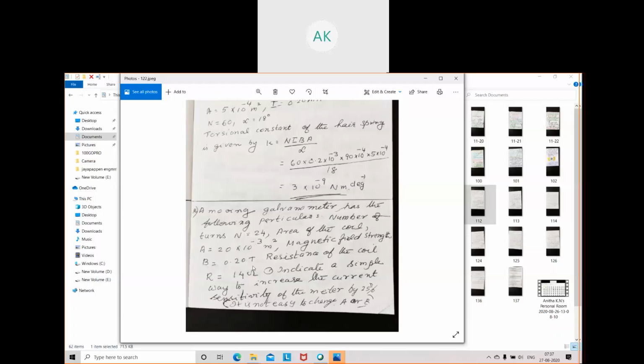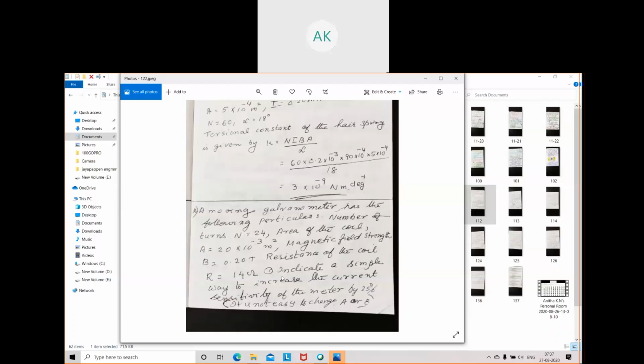First question: indicate a simple way to increase the current sensitivity of the meter by 25%. This type of question is usually asked. Find the current sensitivity, or how to increase the current sensitivity by 25%, or what will happen to the voltage sensitivity, questions like that are usually asked. So these are also important questions.